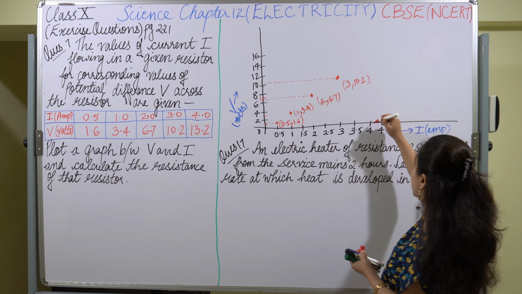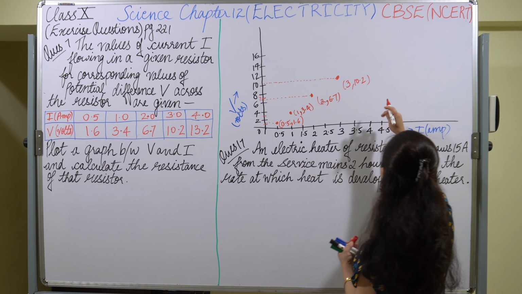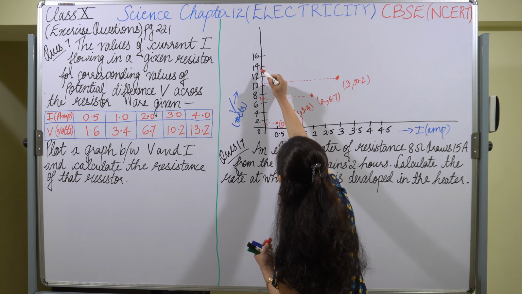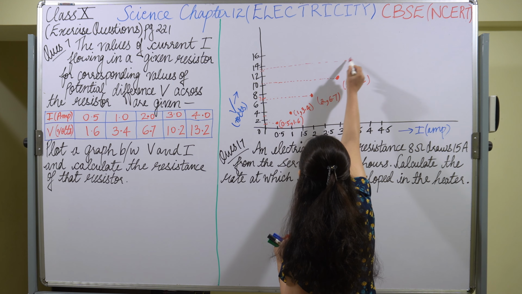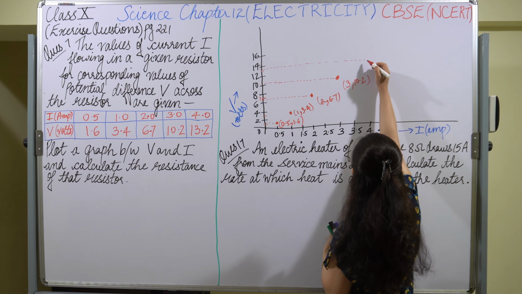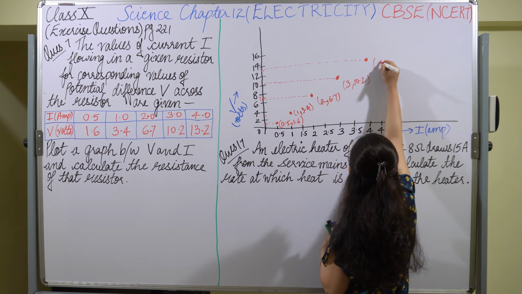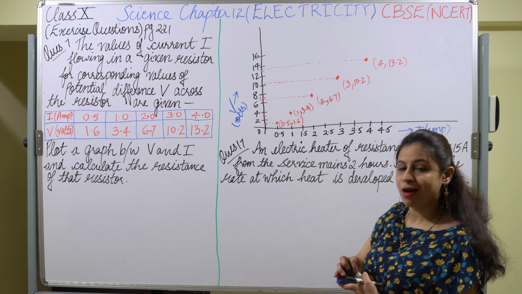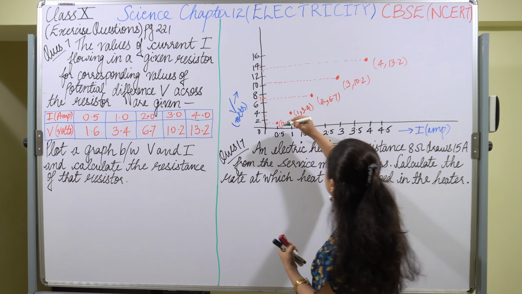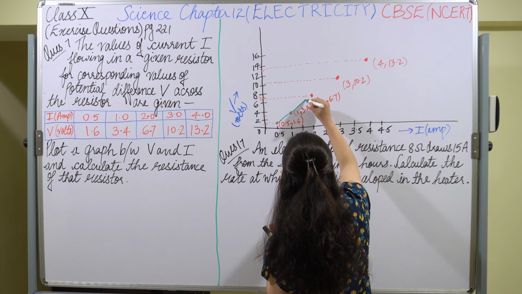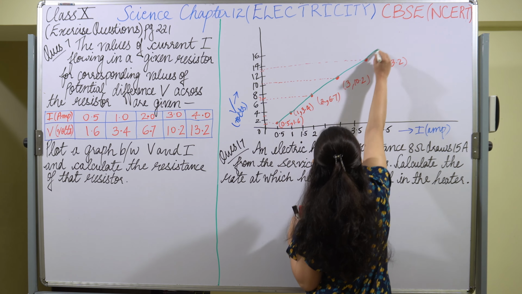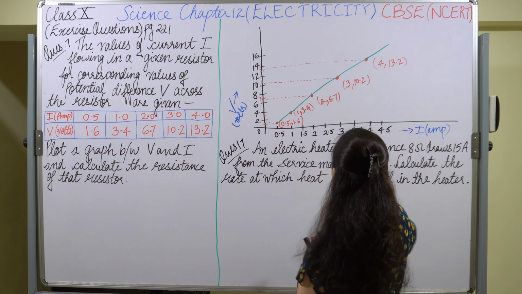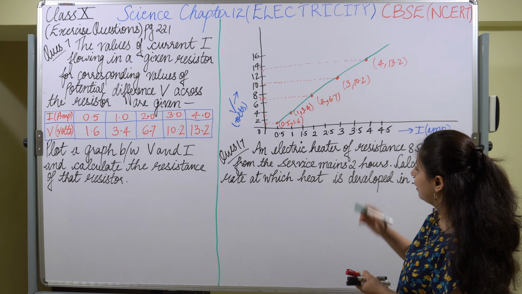And the next point is at 4, where the value is 13.2. So 4 is here, 13 would be somewhere here, and 13.2 would be somewhere here. Okay, so we have marked all the points. When we join them, we get a straight line. So this is the straight line we are getting.